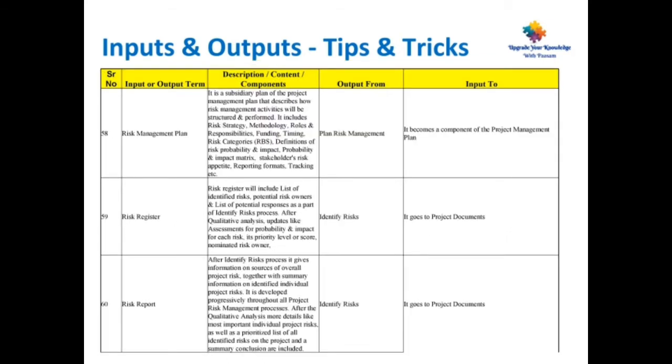Coming to slide number 2, point number 58, risk management plan. It is a subsidiary plan of the project management plan that describes how risk management activities will be structured and performed. It includes risk strategy, methodology, roles and responsibilities, funding, timing, risk categories, risk breakdown structure, definitions of risk probability and impact matrix, stakeholders' risk appetite, reporting formats, tracking, etc. This is the output from plan risk management and it becomes a component of the project management plan.